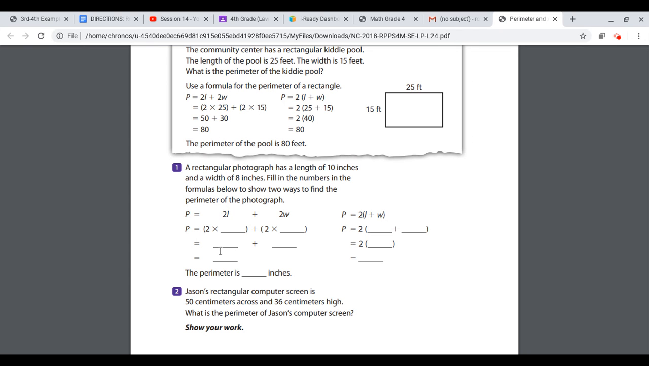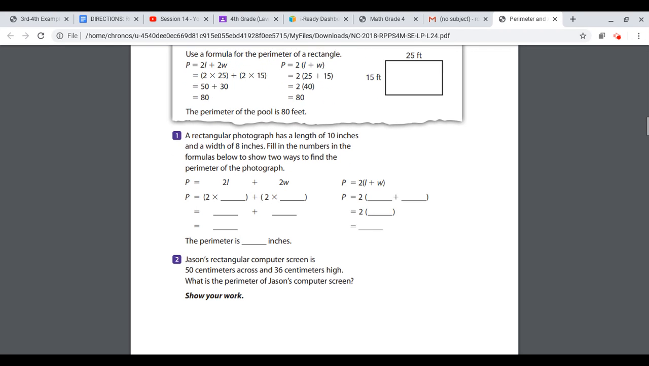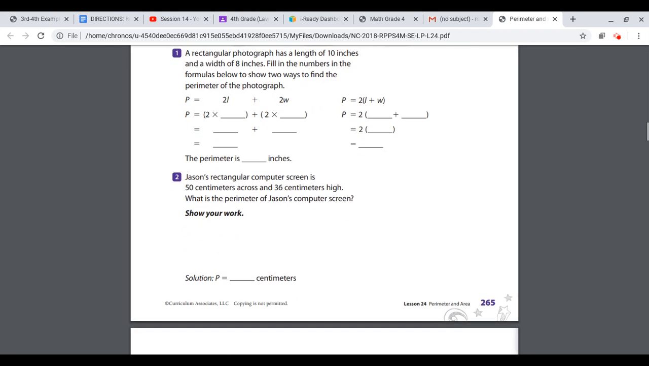And then you're going to add those two together and get your answer. Okay? Over here, you're going to plug in the length. The length is 10. Put a 10 here. The width is 8. Put an 8 there. Whatever is inside the parentheses, you do first. So 10 plus 8 is 18. And 18 goes here. 2 times 18 is 36. So the answer for both of these should be the same, and it should be 36. Okay, you're going to do number 2 by yourself. Find the perimeter of Jason's computer screen.